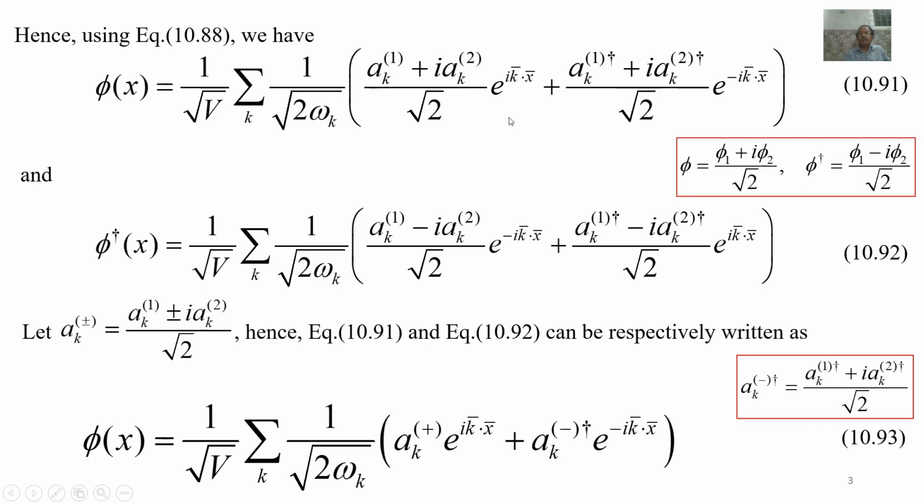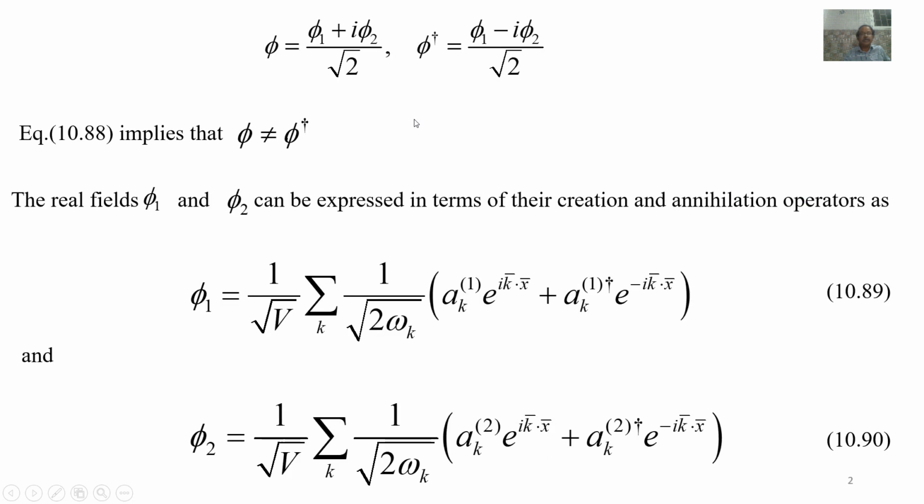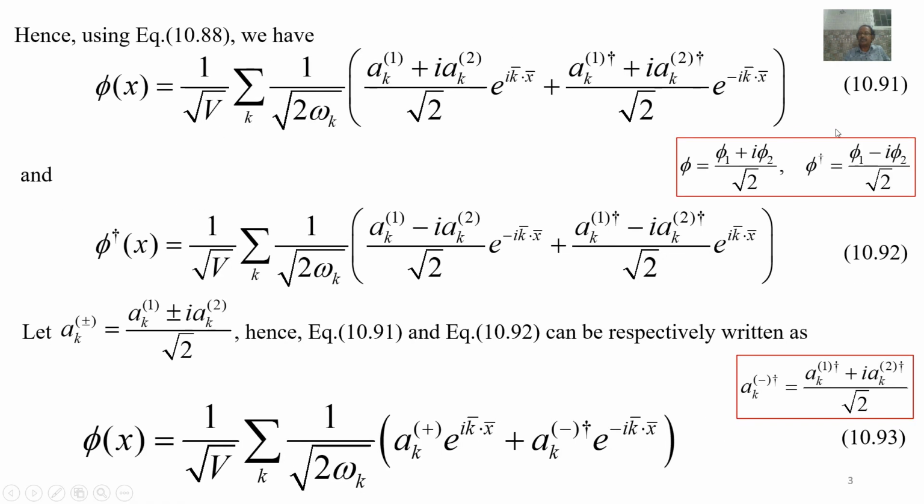We are going to add the first term, (a k1 plus i a k2) divided by root 2. See here, we are going to add these two, 10.81 plus 10.90, real term with real term, imaginary term with imaginary term, and use this equation, phi equals (phi1 plus i phi2) divided by root 2, which is equation 10.88. So using this equation, we will get equation 10.91. So (a k1 plus i a k2) divided by root 2 e power ikx. Similarly, adding this term, you will have this term.